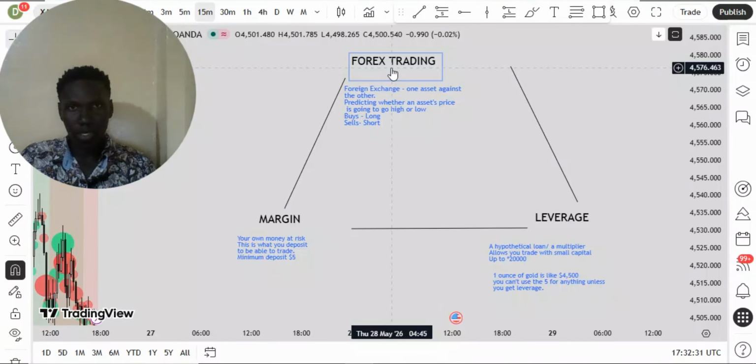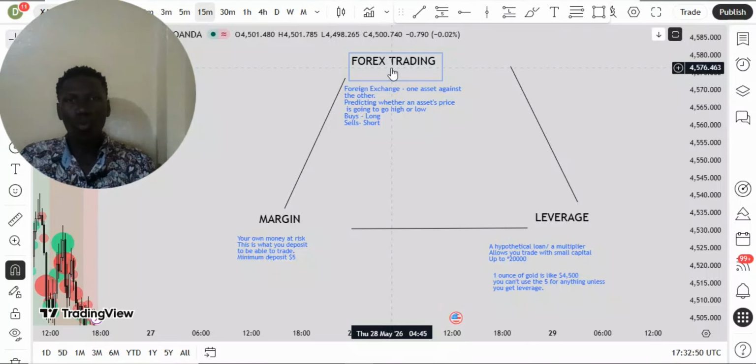Gold against the USD. But we call that gold, right? But when you say gold, it's gold against the USD. We also have Bitcoin against the USD. We also have USD against the Ghana cedis and so on and so forth. So it's always one asset against the other.